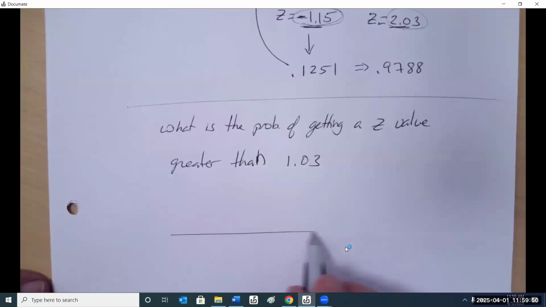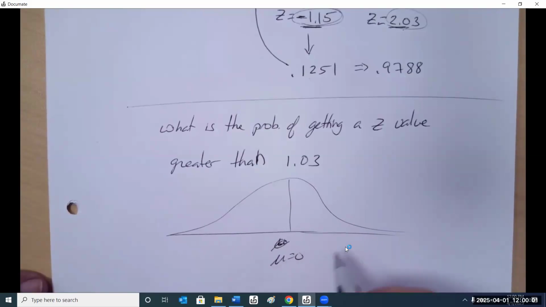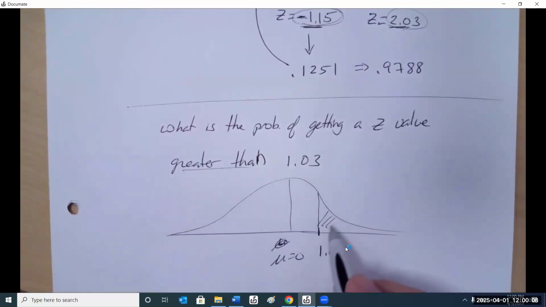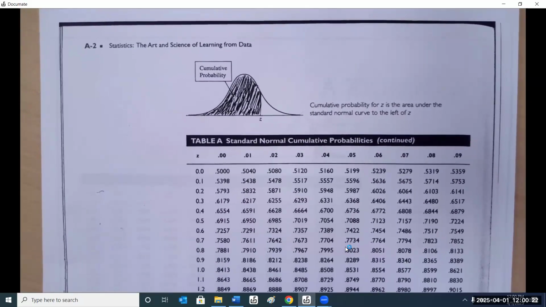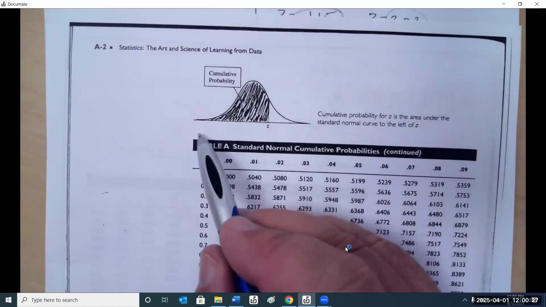What I'm looking for, here's the mean, it's 0. I'm looking for a value that's 1.03, greater than. I'm looking for this area here, aren't I? What does the number in the chart define for us? Look at the picture. What side of the number is it looking at? Looking to the left of it.